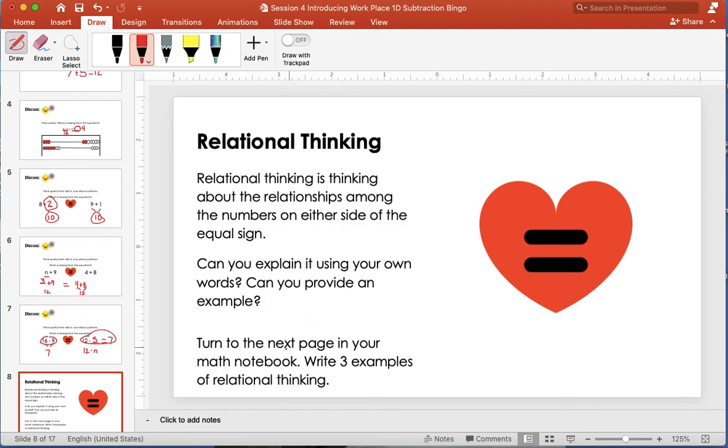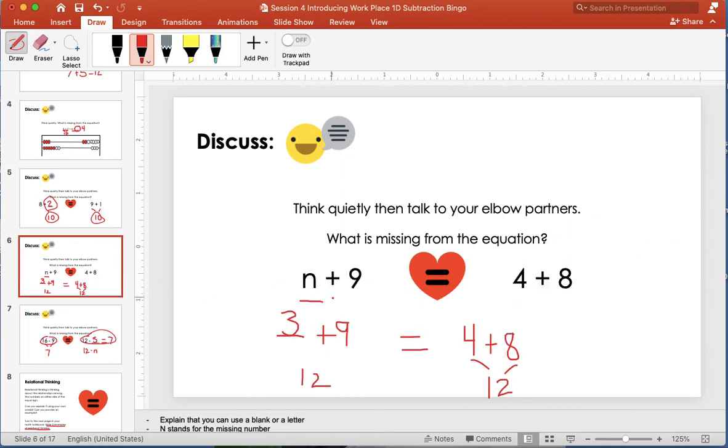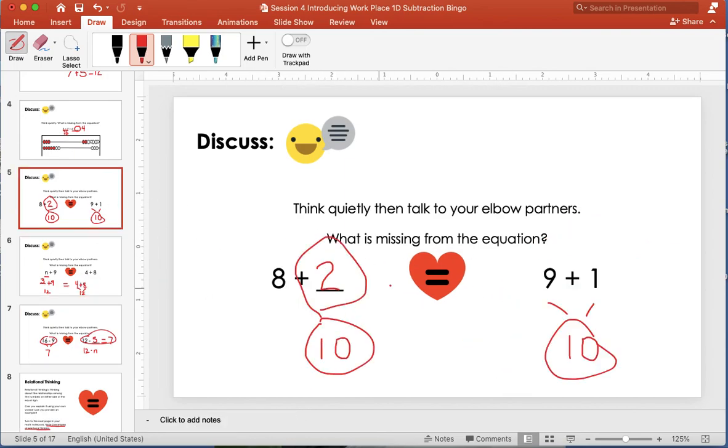So what I want you to do is turn to the next page in your math notebook. Please don't skip pages. Whatever you did last, just turn to the next page. You can use the back side of the pages as well. Turn to that next clean page, and I want you to write 3 examples of relational thinking. So give me 3 kinds of equations that either look like this, or like this, but with different numbers.